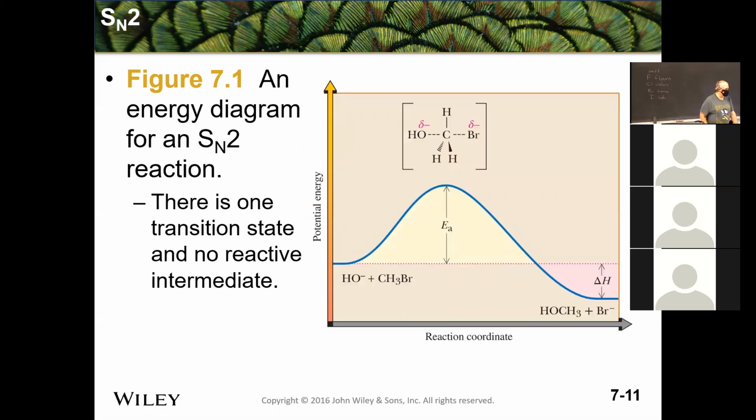Okay, there's just one step in an SN2 reaction. There's one transition state, no reactive intermediates. Okay, and this is hydroxide with bromomethane. This one happens to be an exothermic reaction.